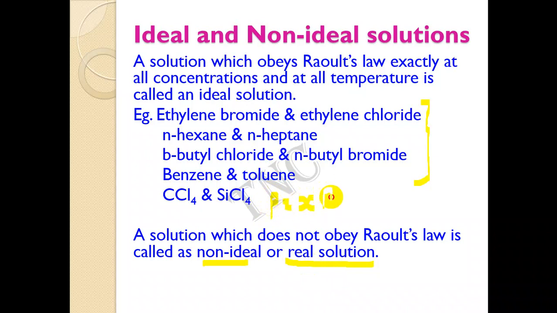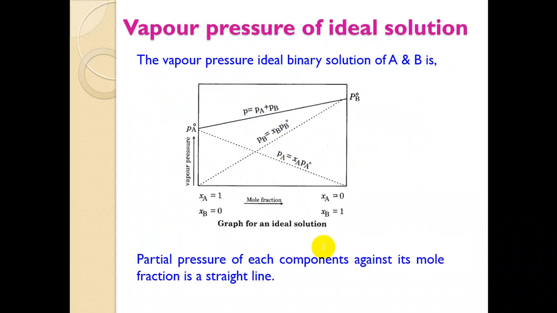So this relation will not be obeyed by real solutions, right? If it is not obeyed, then the solution will deviate from an ideal solution, or deviate from Raoult's law. That kind of deviation can be observed by making a plot. So look at this graph here.